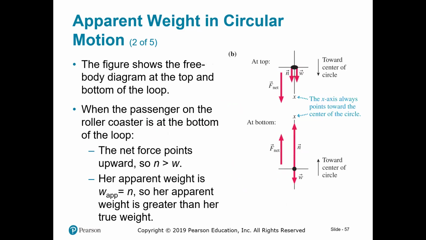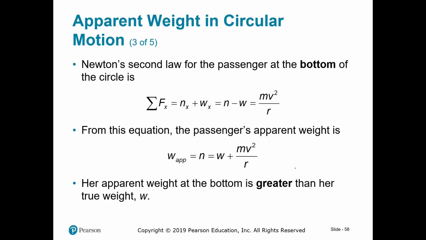So this is the picture, right? The figure shows the free body diagram, which we showed. So you see the normal force at the bottom is always greater than at the top. Okay? You can also interpret this in terms of circular motion.